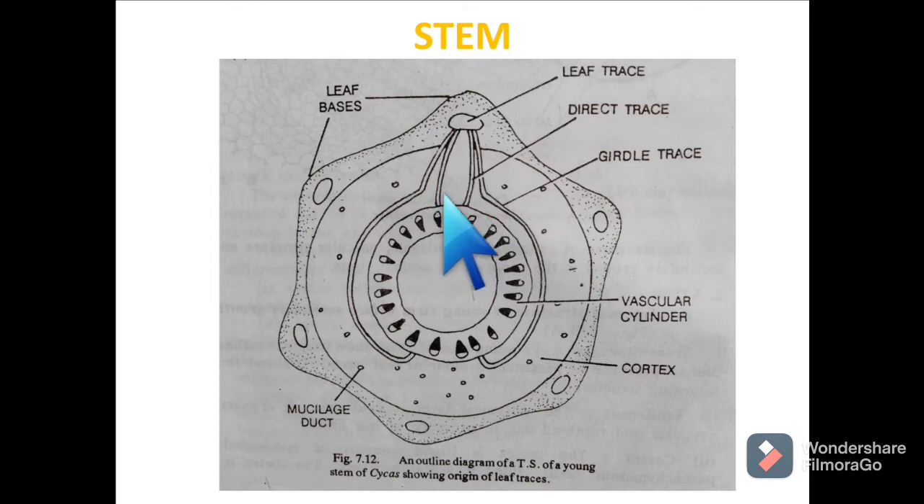These leaf traces run through the cortex. As you know, this is the cortex, right? So these 2 leaf traces arise directly towards the side of the leaf, run through the cortex, and enter the leaf. Here you can see these are known as the direct traces.